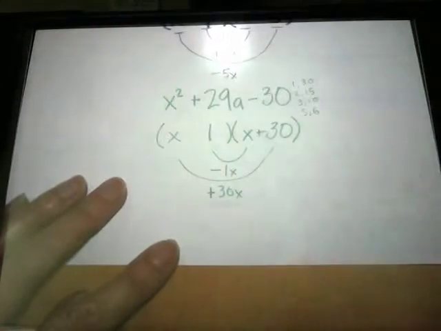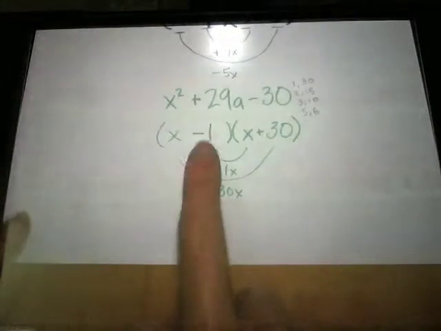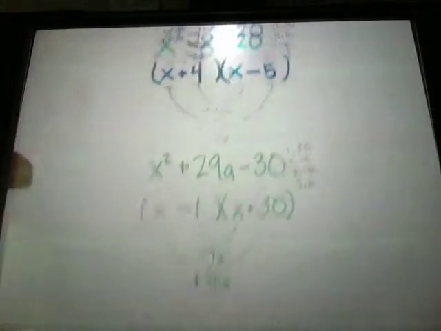Positive 30, so I put the plus with the 30. Negative 1x. I double check. Negative times positive makes a negative. Everything else works out. So again, same thing as yesterday, or as Thursday I should say, just a slightly different change with the signs. Let me give you another one.